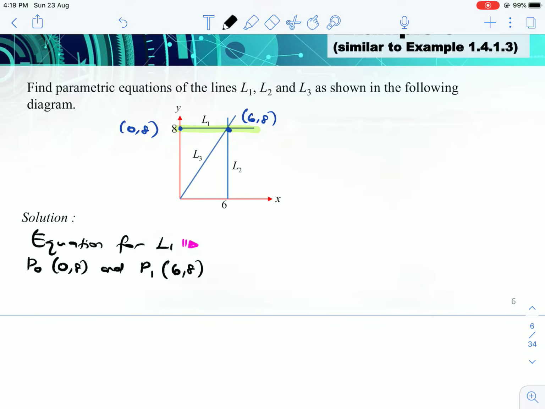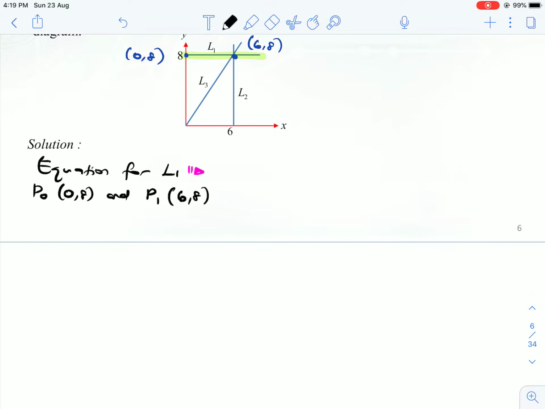So now what's the missing information here in order to find the parametric equation of the line? We don't have the parallel vector, right? So now our task is we need to find the parallel vector first. So how do we find the parallel vector? Parallel vector V is actually the vector passing from P0 to P1. So what we can do here is deduct the coordinate of P1 minus P0, (0, 8).